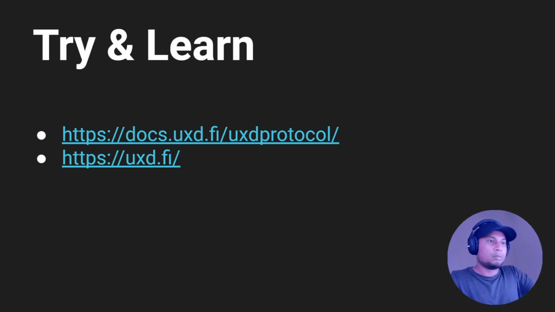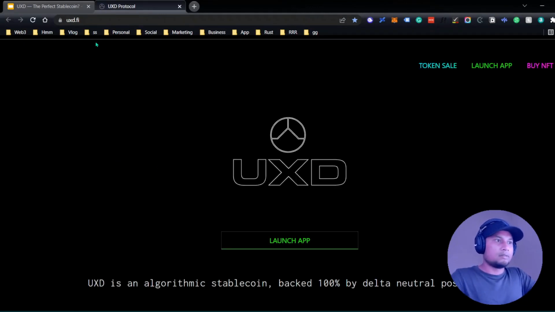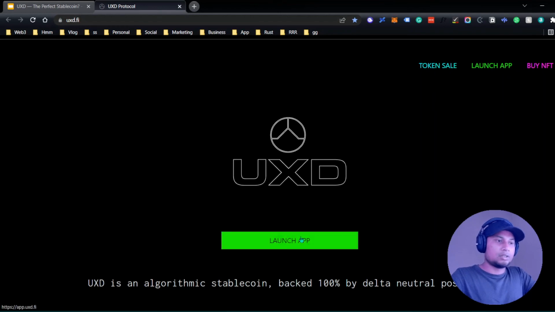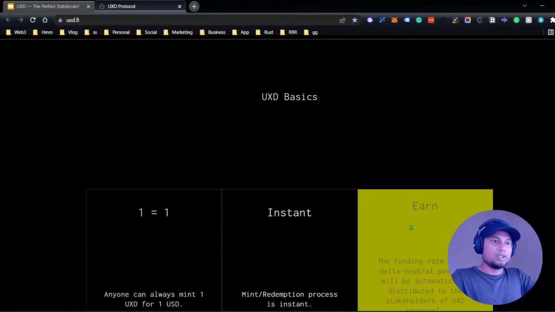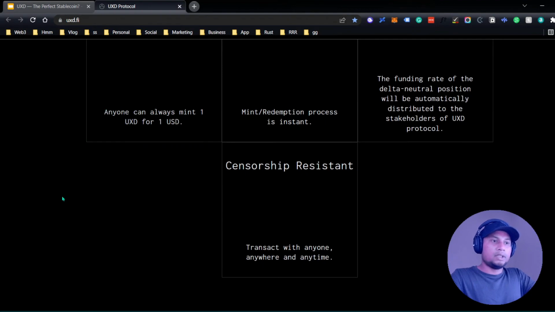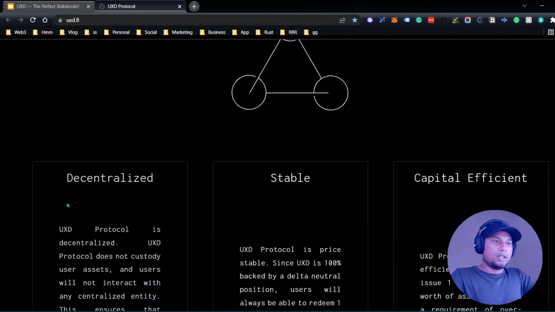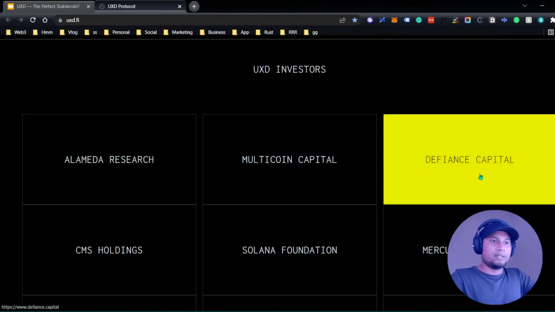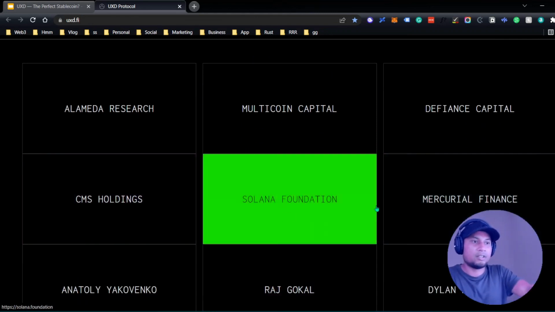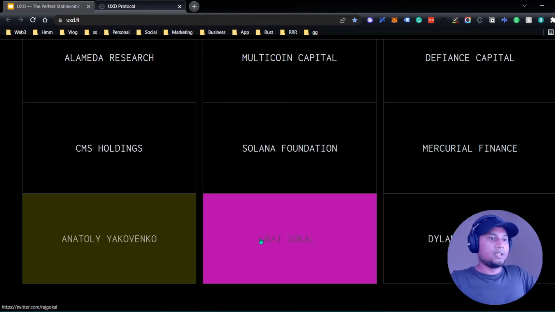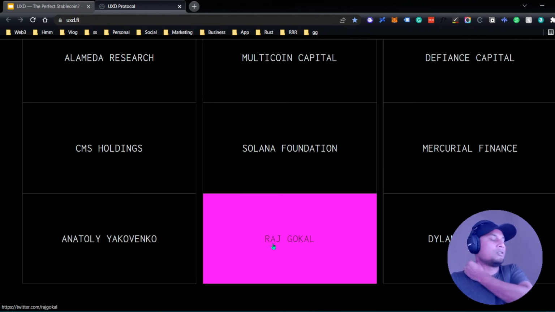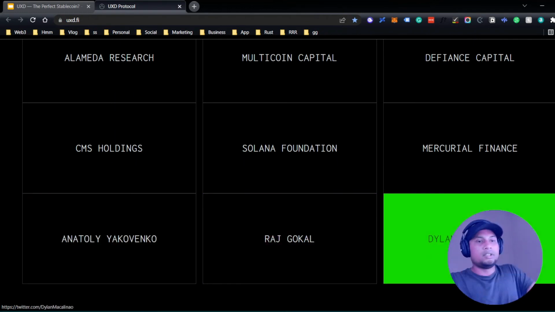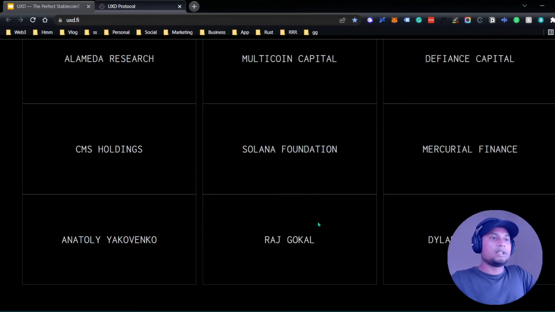And if you want to learn more about them, just go to their docs, and let's quickly take a look at the UXD protocol itself. If you go to uxd.fi, you can see the option to launch the app. As you can see over here, you can read all that stuff that I explained today. It's backed by different investors: Alameda, Multicoin, Defiance, CMS Holding, Solana Foundation, Mercury, and Tholi Raj, who are the founder and co-founder of Solana. And Dylan from Saber, and you have all these guys who are backing this protocol.